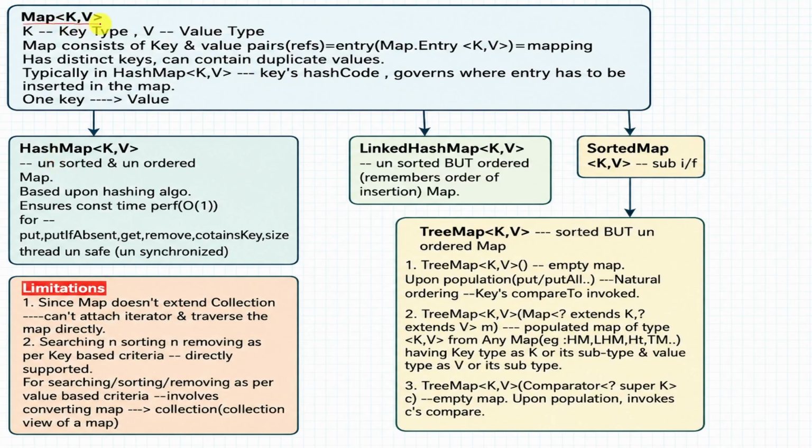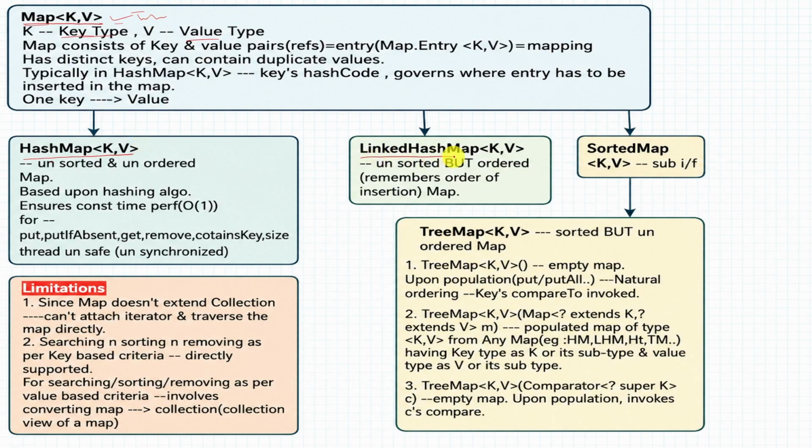So map stores in key and value pairs. Okay, key and value. There will be some key and value pair, that's why K comma V. So map is the top level, and then HashMap. HashMap is again an implementation class of the map. Map is an interface, and this is the implementation class HashMap.